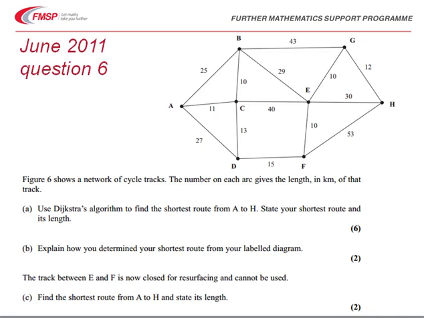We're asked in part A of the question to use Dijkstra's algorithm to find the shortest path from A to H, stating our route and its length. In part B, we're asked to explain how we actually determined the shortest route from our label diagram. And then a secondary part of the question says that the track from E to H is now closed and cannot be used, so we then need to find the shortest route in that situation.